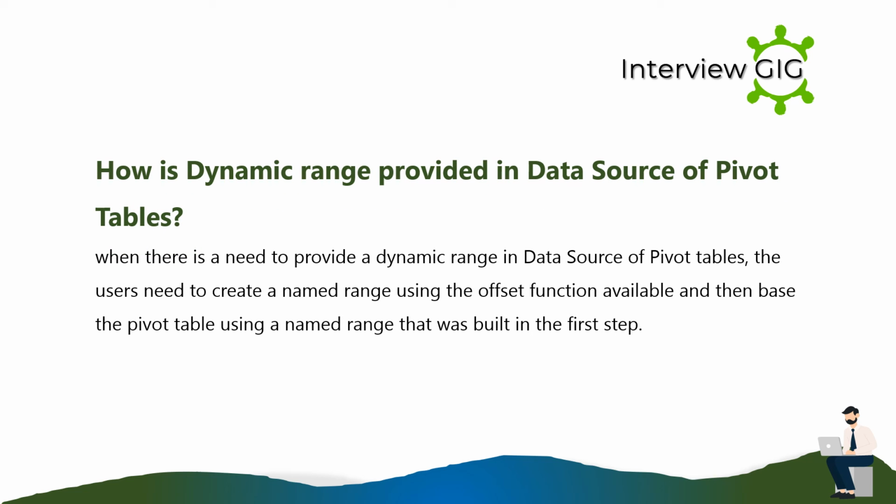How can a dynamic range be provided as the data source of pivot tables? When there is a need to provide a dynamic range as the data source of pivot tables, the user needs to create a named range using the OFFSET function and then base the pivot table on the named range that was built in the first step.